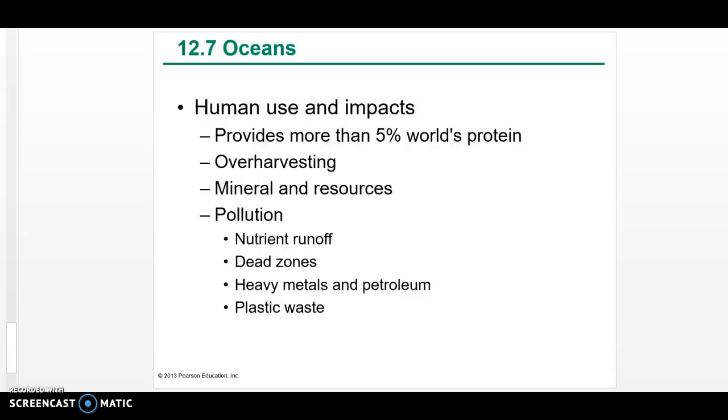So what are the impacts of humans on oceans? They provide more than 5% of the world's protein for us. One of the major issues is overharvesting of fish and seafood and other aquatic agriculture in the ocean. There's all sorts of things that we use. Mineral resources too: don't forget, a lot of oil can be found under the ocean surfaces, and we extract that at high rates. The other thing is, of course, pollution.